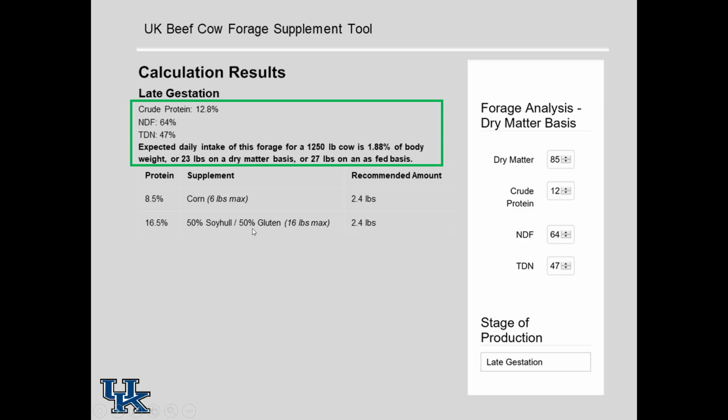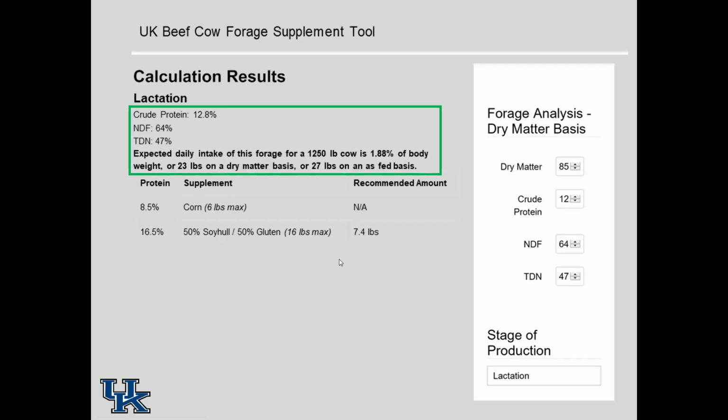And again, because of the forage, they are limited in terms of intake about what they can eat. So we're having to add more supplement when they get closer to calving. And then at lactation, corn alone is not going to meet the needs here. We're going to have soy hulls and corn gluten to meet the needs here. And we're up to 7.5 pounds a day.